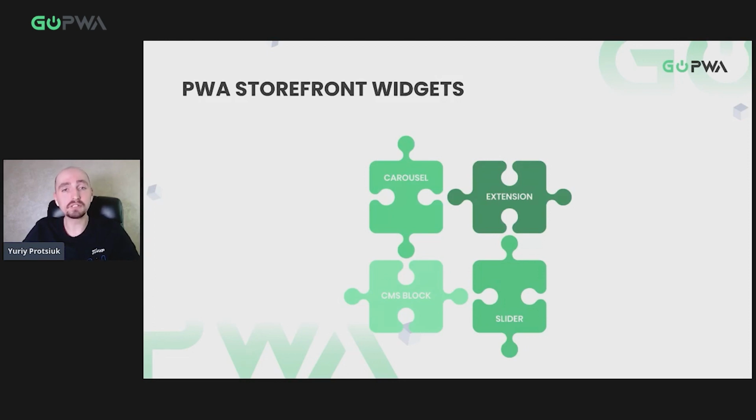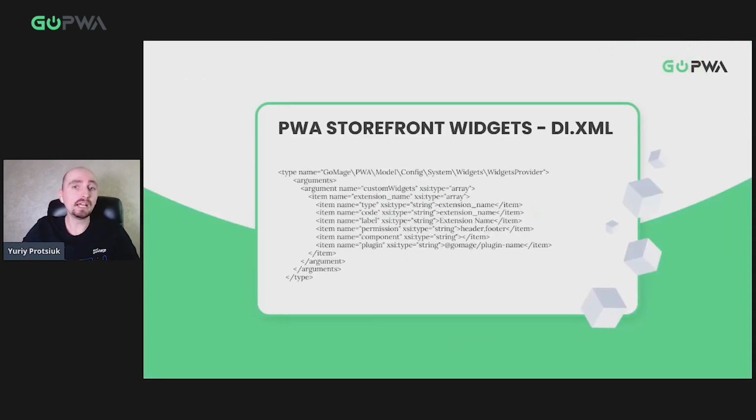Once you've created your extension, you'll want to open the DIXML file and make a few changes to transform the extension into a widget. So you'll want to add the following item names into your DIXML file. The type is your unique component type. The code is your unique component code. The label is a text value that identifies the widget in the admin panel. For example, if you name the extension PWA test, this will be the name of the extension that will be shown as a widget in the admin panel.